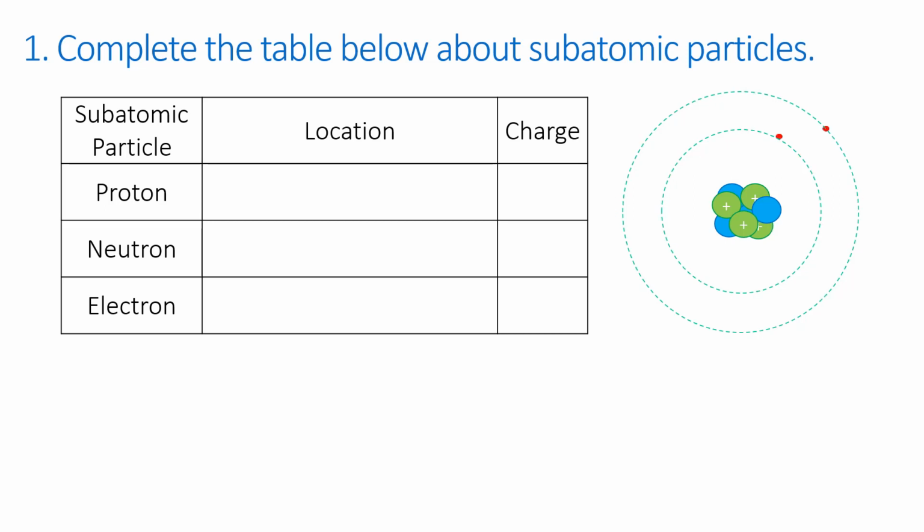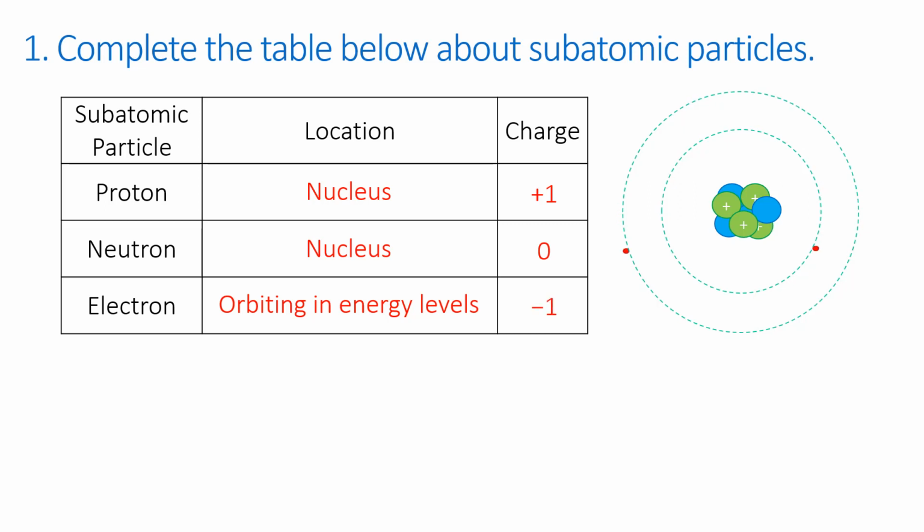The first question asks us to complete this table about subatomic particles. So atoms are made of protons, neutrons, and electrons. Protons and neutrons are found in the nucleus, whereas electrons orbit the nucleus in energy levels. Protons have a positive charge, +1 for each proton. Neutrons are neutral, so 0 charge for each neutron. And electrons have a negative charge, so -1 for each electron.